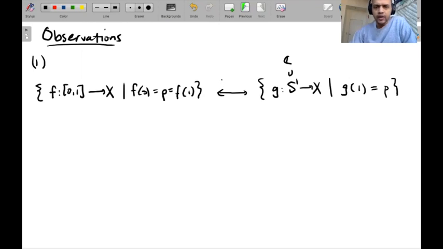The claim is that these are in one-to-one correspondence, and moreover that homotopy on the left-hand side corresponds to homotopy through maps of the circle.